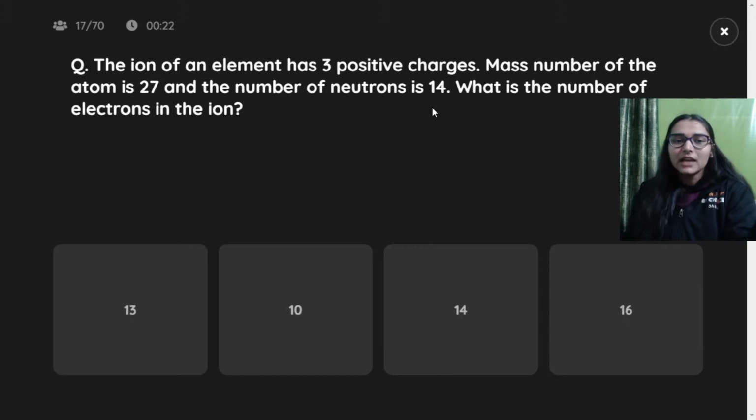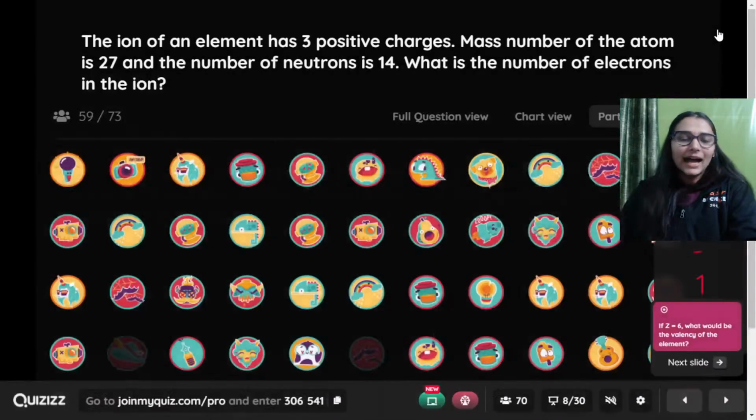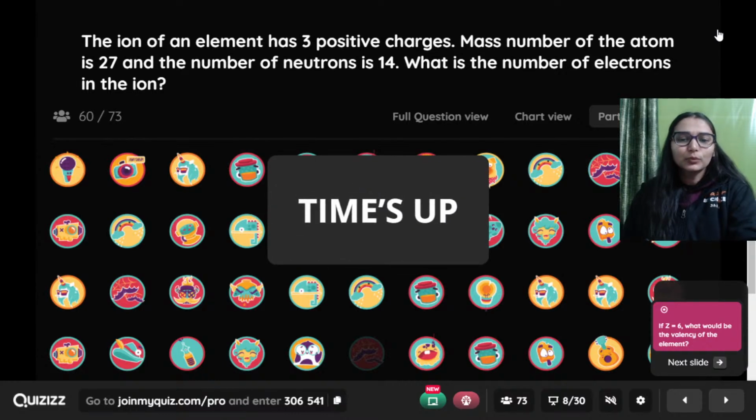The next, very nice question. Do it carefully. The ion of an element has 3 positive charge. Mass number of atom is 27. Neutrons are 14. What is the number of electrons in the ion? Mass number कितना है? 27 है. Yes, come on guys, join कर लो quiz को. And answer to this question was easy, very easy.